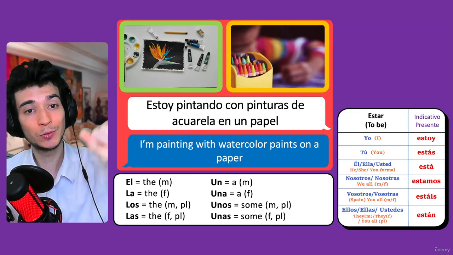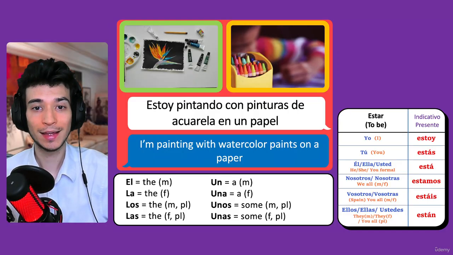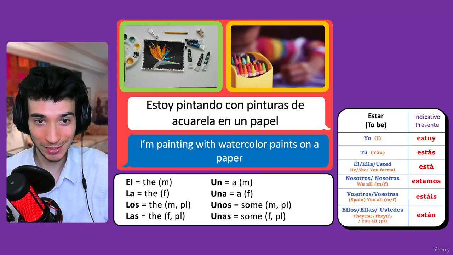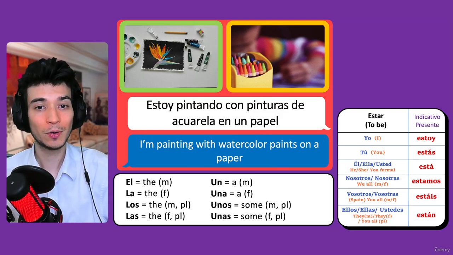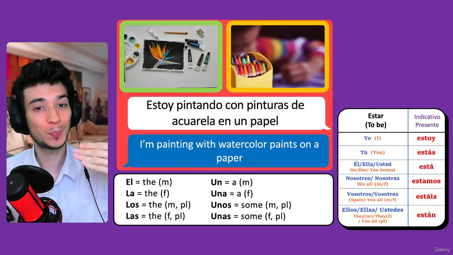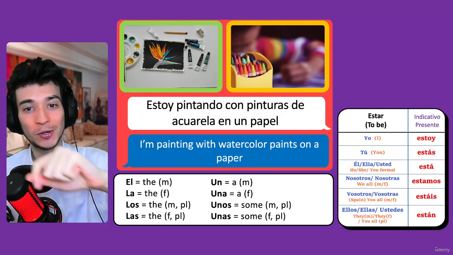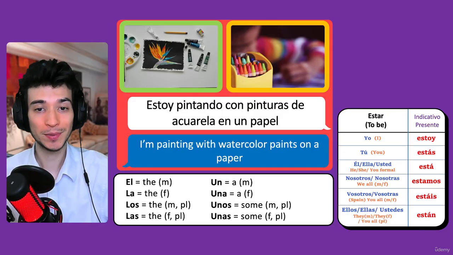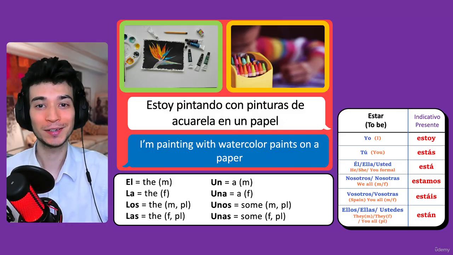Another example. Estoy pintando con pinturas de acuarela en un papel. This one is a little harder. I'm painting, estoy pintando con pinturas de acuarela, with watercolor paints. So paints of watercolor. En un papel, on a paper. So this is a hard one.